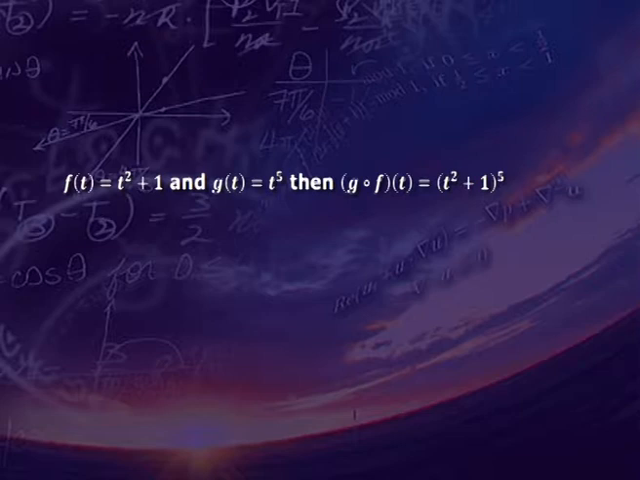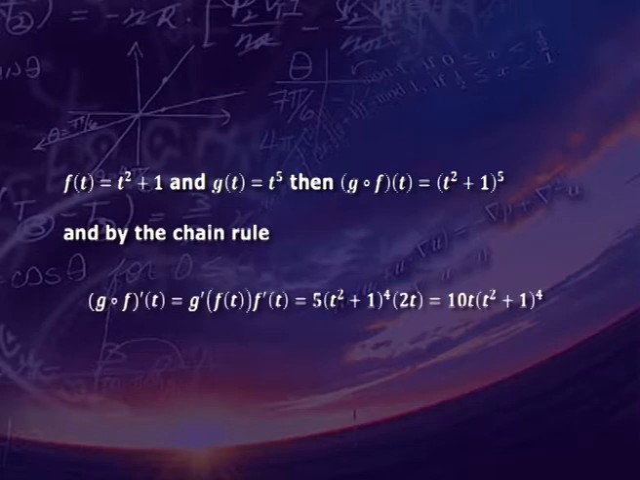On the other hand, if we define f(t) is equal to t square plus 1 and g(t) is equal to t raised to 5, then g composition f of t is the fifth power of t square plus 1, and by the chain rule (g composition f)'(t) is equal to g'(f(t)) multiplied to f'(t), which is equal to 5 times the fourth power of t square plus 1 multiplied to 2t, and this is equal to 10t multiplied to the fourth power of t square plus 1.